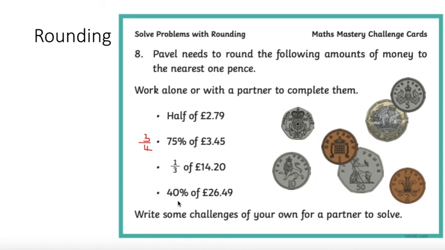And finally, you need to find 40% of £26.49. Now to find 40%, I would start by finding 10%. And once you've found 10%, you can add 4 of those together to find 40%. A reminder, to find 10%, you divide by 10. So £26.49 divided by 10, and then times it by 4 to find your 40%. Once you've done that, round it to the nearest penny, so round to 2 decimal places.